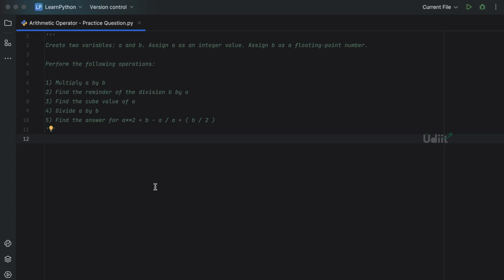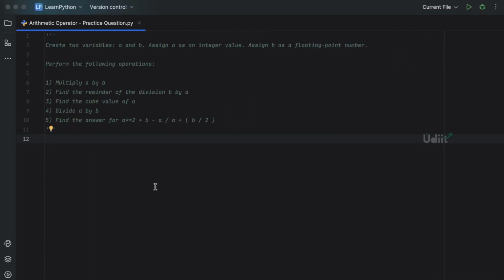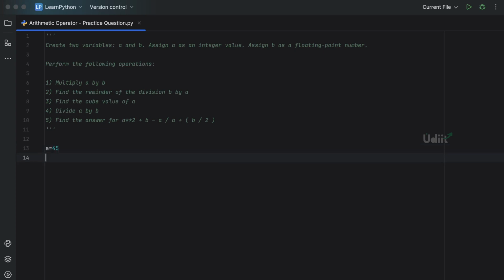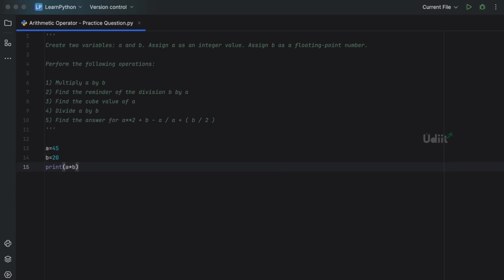Practice question. Create two variables a and b. Assign a as an integer value, b as a floating point number. Perform the following operations. So you need to perform each and every operation and then print the result. Solution. So we'll first create two variables a and b. I'll say a is equal to 45 and b is equal to 20. So the first question is, I need to multiply a by b. I'll just say print a multiplied by b and then print the result.